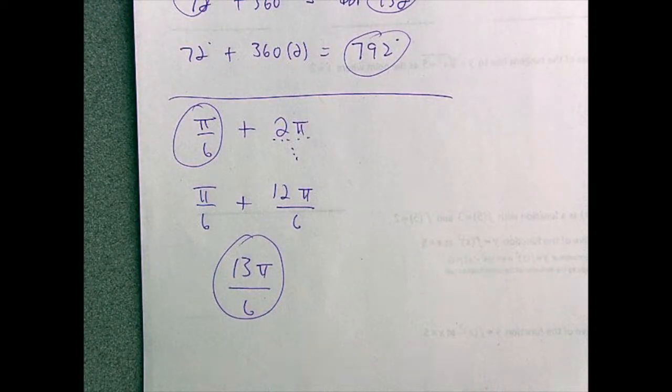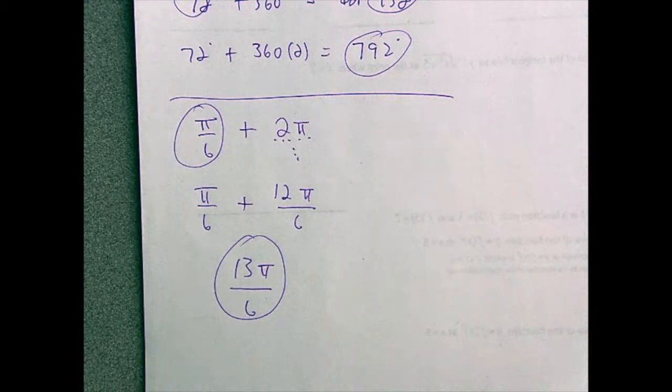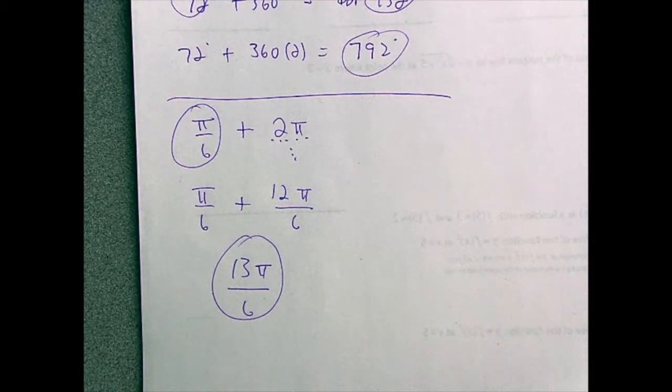So yeah, every angle has an infinite number of coterminal angles associated with it, and they are all obtained by adding and subtracting as many full rotations as you like. Okay, so I think that's all I have to say for today.